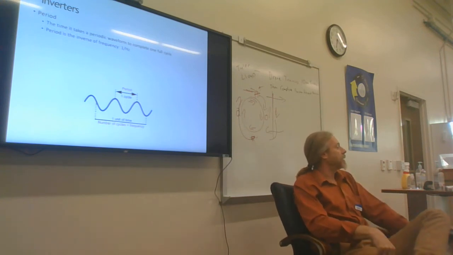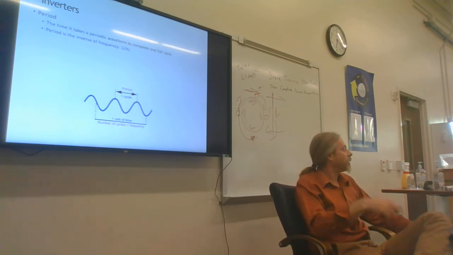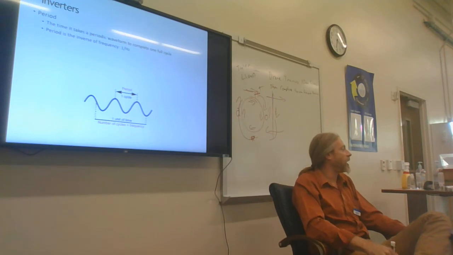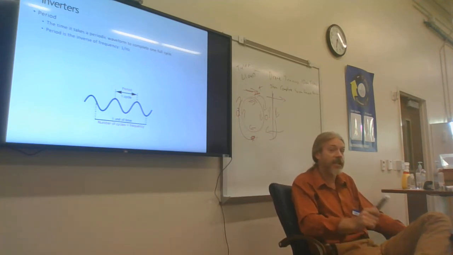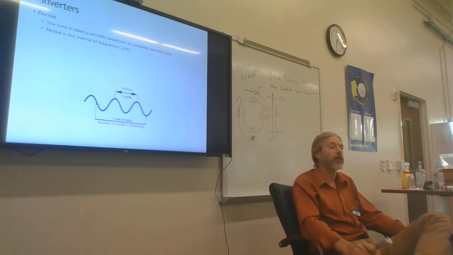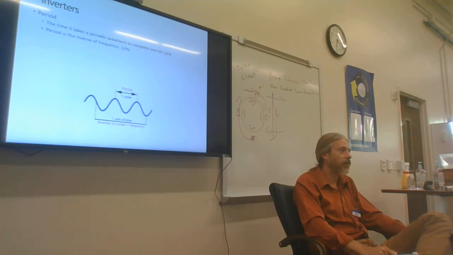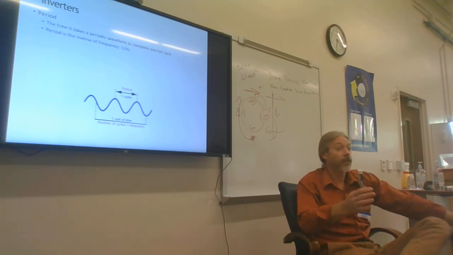So period is the time it takes for the periodic waveform to create one full cycle. The period is the inverse of the frequency. In other words, if the frequency is 60 hertz, then the period is 1/60th of a second. Period is measured in seconds, right? Or time.